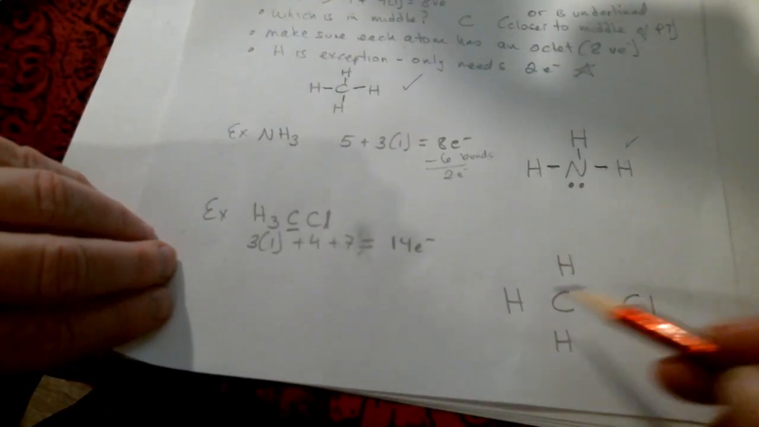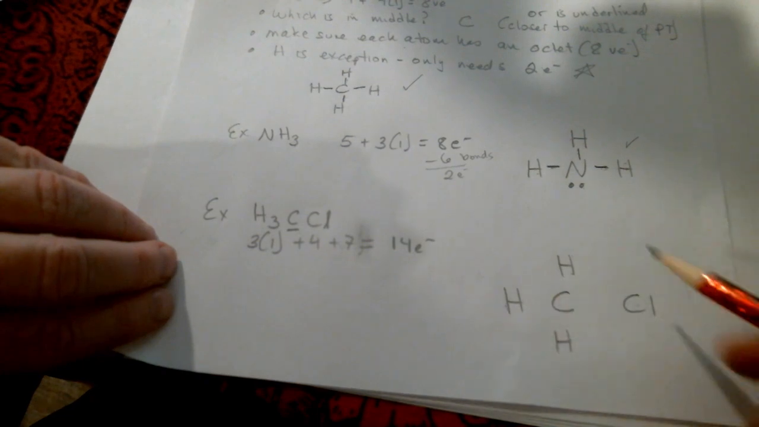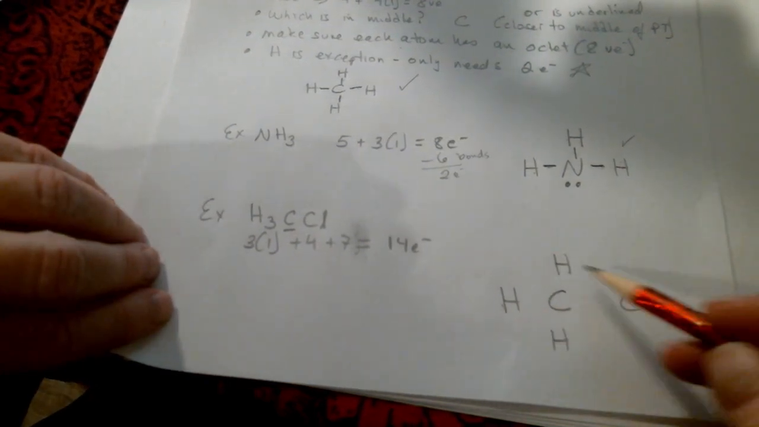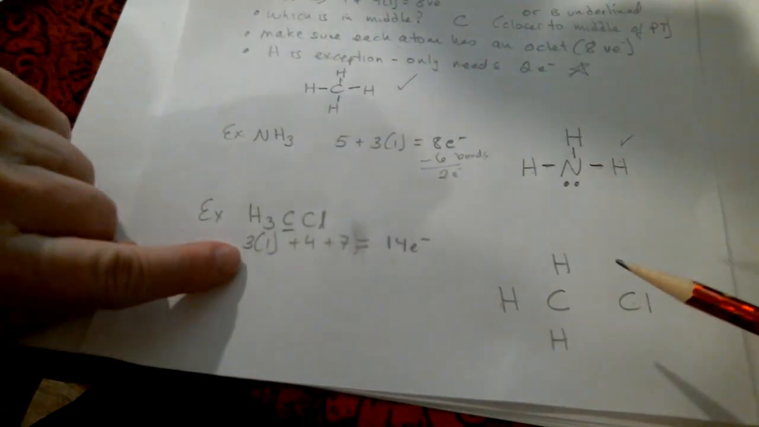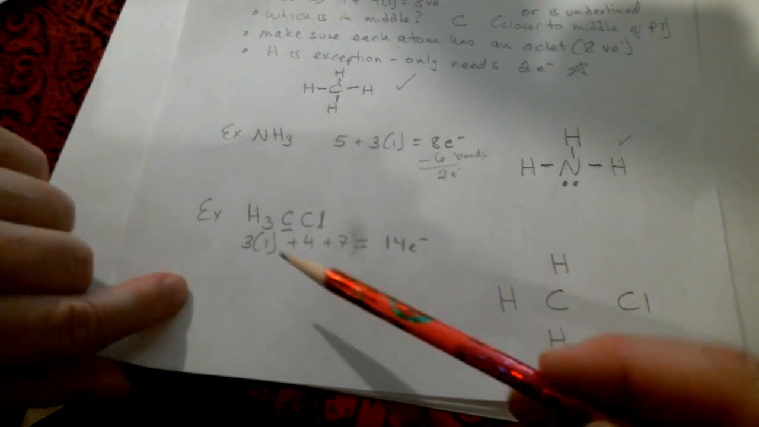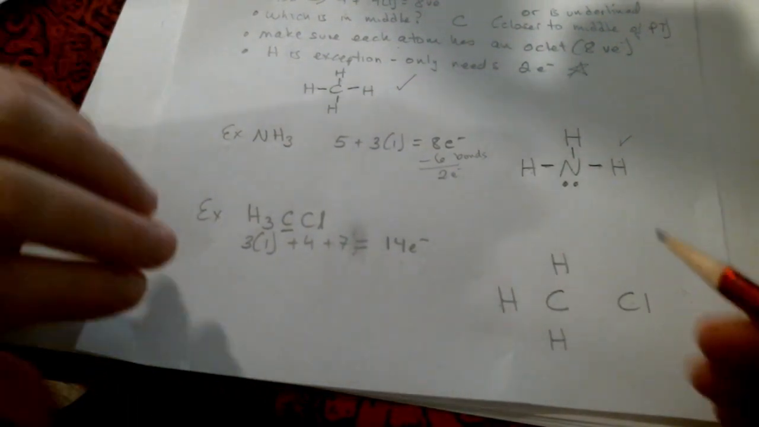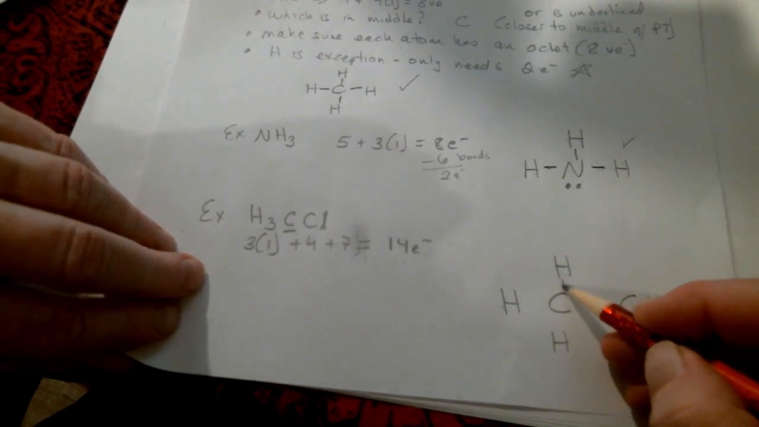Now if I put the chlorine over here and this hydrogen over here, that's fine. It does not matter where you put it. What matters is do you have them connected correctly. Okay, so now I have added all the electrons. I have 14. Now that I know how many I have to deal with, let's bond everything.